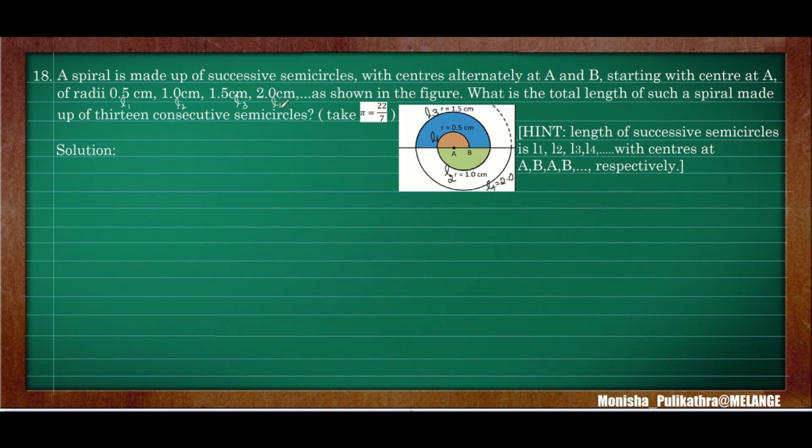L4 is 2.0 centimeter, and so on up to 13 consecutive semicircles. Okay, we need to find the total length of all 13 consecutive semicircles. So here the radii given are 0.5, 1.0, 1.5, 2.0, up to 13 spirals. So by this we can just notice and say that it is in AP, because it is increasing by 0.5 each time.